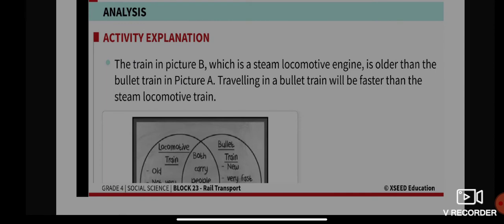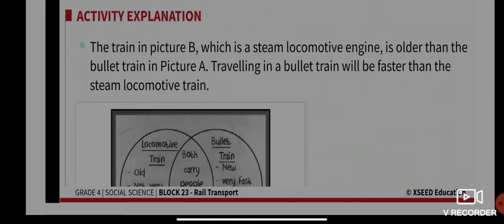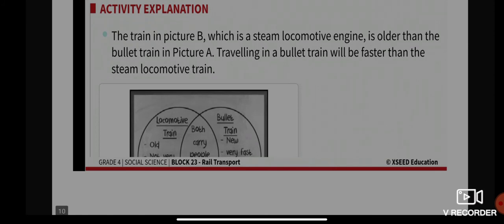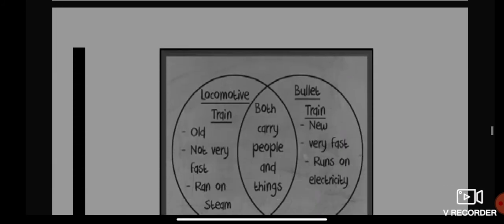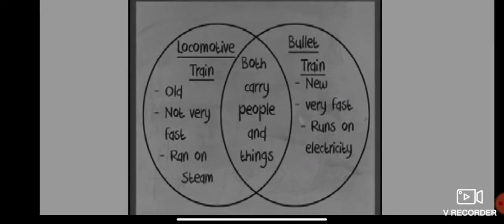So traveling in a bullet train will be faster than the steam locomotive train. So if you talk about the speed of the train, picture A, that is the bullet train, is faster than the steam locomotive train of picture B. Alright, so here's the difference.